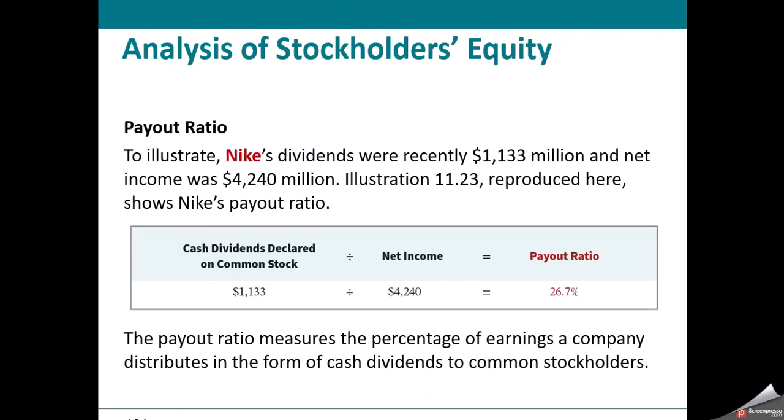So what ratios? We could do a payout ratio. How much of our dividends are we paying per share? In this case, this would be our total cash dividends divided by our total net income, which gives us a payout ratio. We could also do that per share of stock if we had that information.